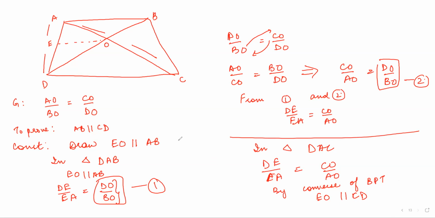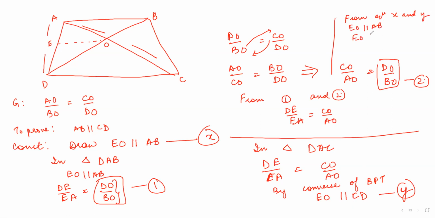Now this one, you can call it equation X and that equation Y, right? No problem. It's just a name of the equation. Now you combine X and Y. So you have EO parallel to AB from X and then EO parallel to CD from Y. So this implies that AB is parallel to CD. Understood? Oh, it's tricky. Yes, ma'am.